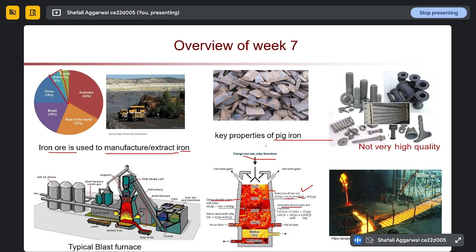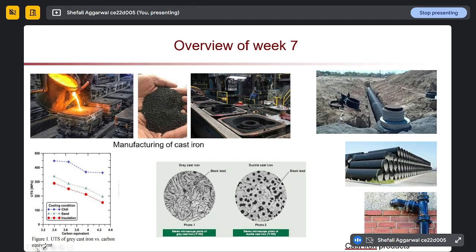This type of iron will have a lot of impurities present in it. And the other thing is it is not of very high quality. Its strength value is very low as compared to the other types of iron which are processed from pig iron or from the basic iron. So the next type of iron is cast iron. In cast iron, if you can see, we are using sand.